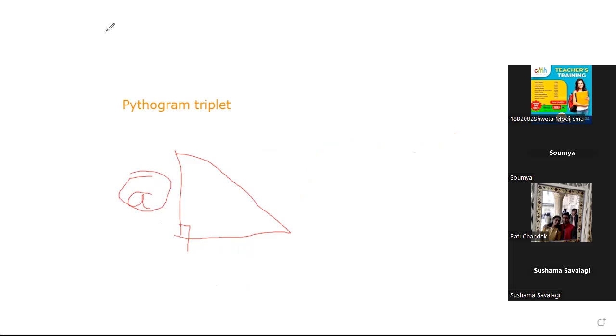We can find out b and c if we know a. How? For example, if my number is 9, is 9 an odd number or an even number? Odd number. So the method is, first, you square this number. If you square this number, what will be the answer? 81.